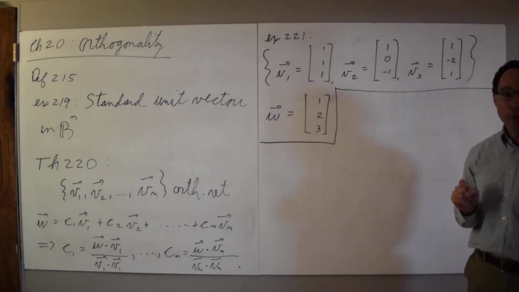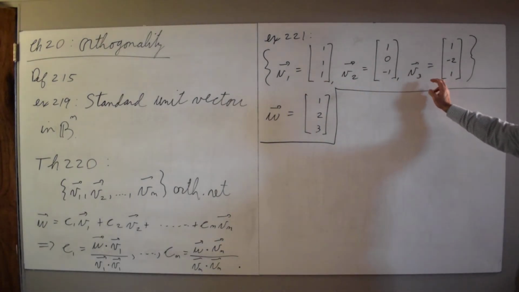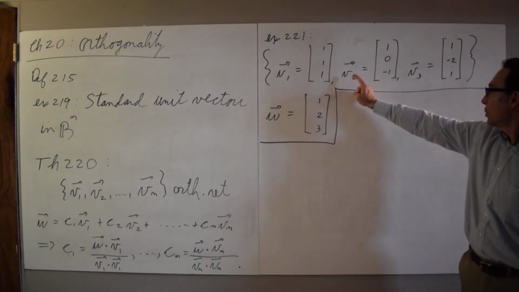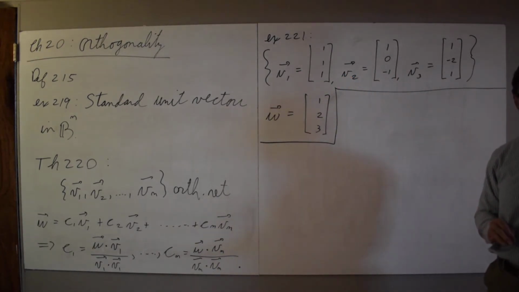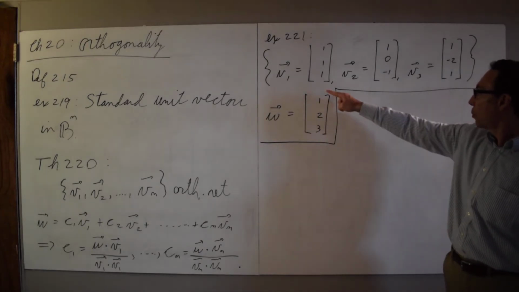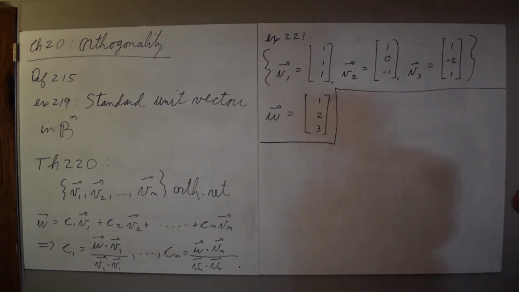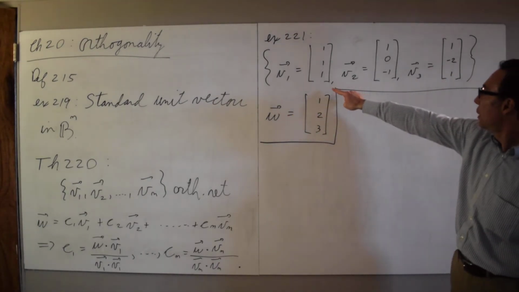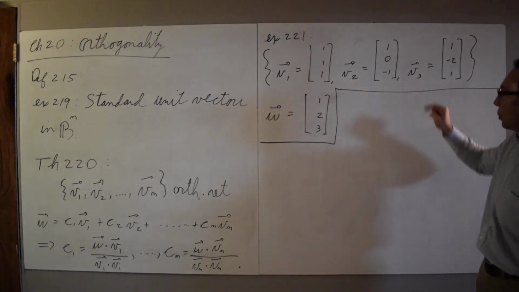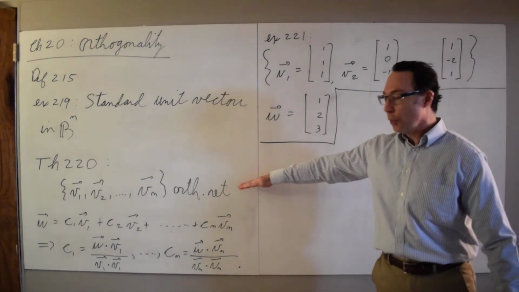According to Theorem 217, an orthogonal set is a linearly independent set. So by observing that this is an orthogonal set, we see that it's linearly independent. 3 linearly independent vectors in R3 span R3. We know that the dimension of R3 is 3, so if you have 3 linearly independent vectors, they form a basis. That tells us that W can be written as a linear combination of V1, V2, and V3. So let's see how to do that using Theorem 220.